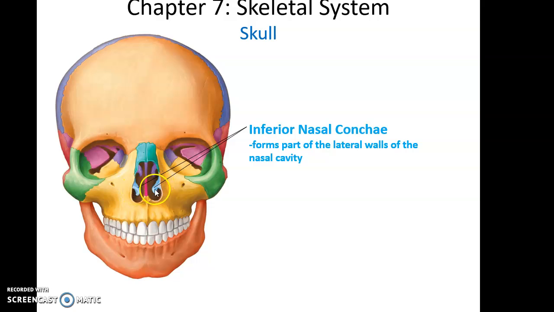We have these two bones on each of the lateral walls of the nasal cavity. Those are called the inferior nasal conchae. And they're part of the lateral walls of the nasal cavity, and they push out into the nasal cavity, providing a way to break up the air coming in so it gets swirled within the nasal cavity.